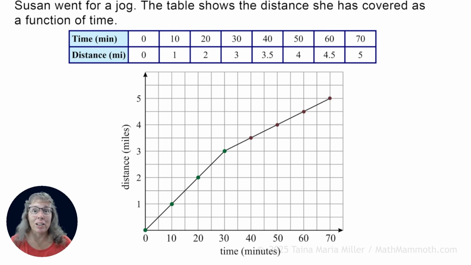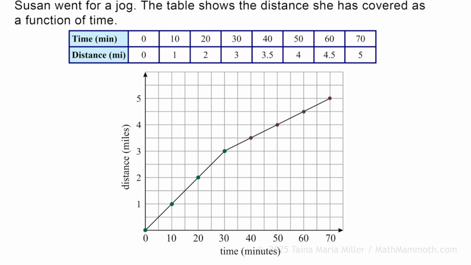In this lesson, we're going to continue studying the rate of change and linear functions. Susan went for a jog, and the table shows the distance she has covered as a function of time, and then we have a graph. So, for example, at 20 minutes, she has jogged 2 miles. At 30 minutes, half an hour, she has jogged 3 miles. Then at 1 hour, she has jogged 4.5 miles, and so on.